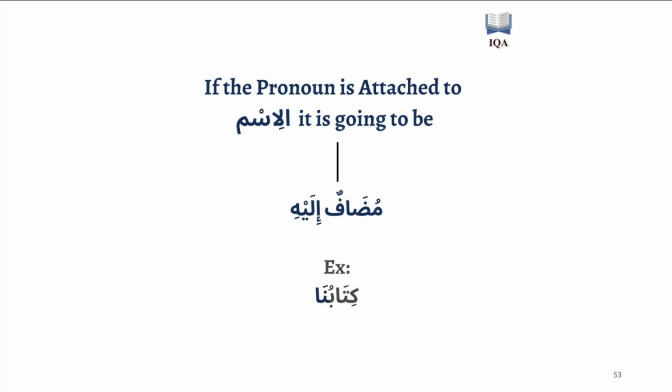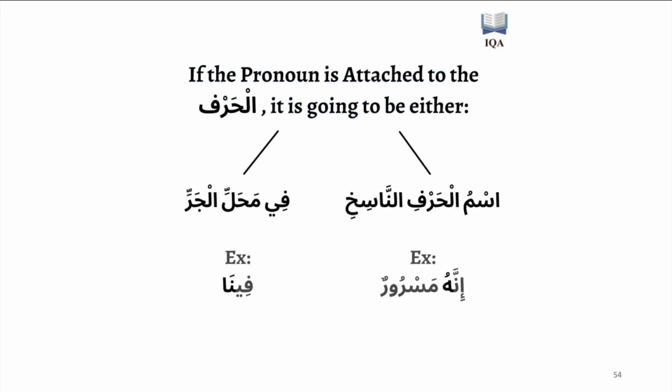And the list goes on. When a pronoun gets attached to a harf, a particle, it's going to come as either ism harf al-nasikh, or it's going to come fi mahalli jar. We're not going to discuss the one on the right in this video, but rather in later lessons, inshallah. My main point here is the one on the left. When a pronoun is attached to a harf, it's going to come fi mahalli jar, which pretty much means that it's going to come attached to a harf jar. So pronouns in the Arabic language get attached specifically to a preposition, a particle of jar. So fi, min, ala, ila: fina, minka, alayna, the list goes on.